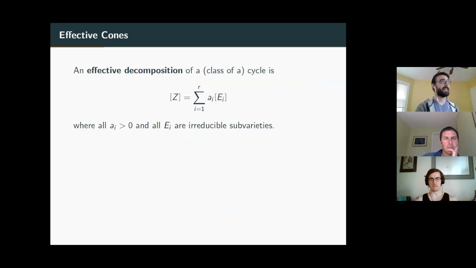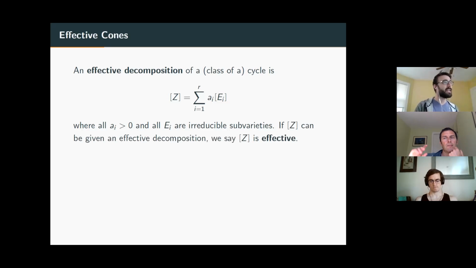Given a cycle or a class, an effective decomposition is, well, these things are already sums of subvarieties. So if my sum is written such that all of my coefficients are positive and all of my classes can be represented by honest-to-God irreducible subvarieties, then we're going to call this an effective decomposition. And it's just somehow one of the very nice ways that you might be able to write something. And if you can find an effective decomposition, we'll say the cycle or the class is effective.